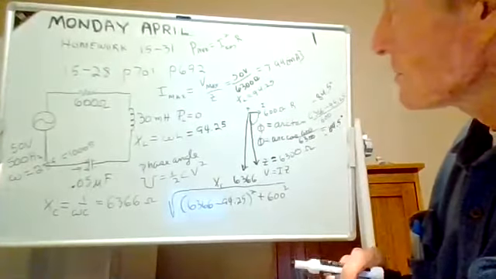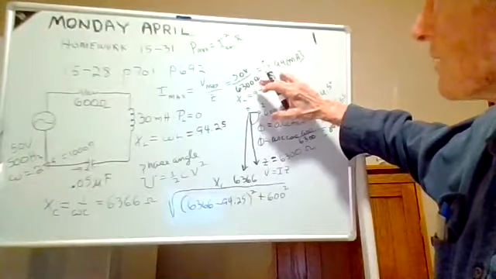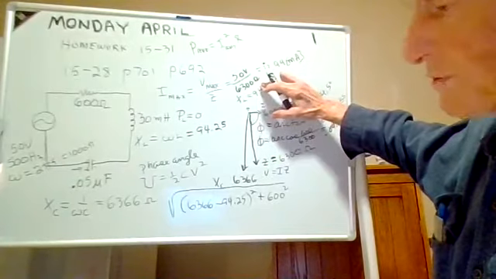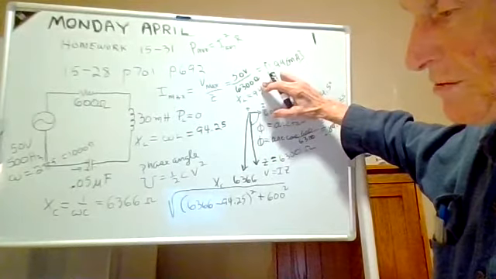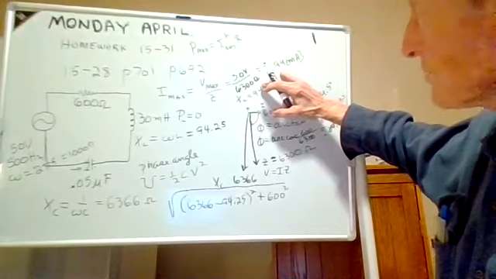To get the RMS current, here's the maximum current. You have to multiply that by 0.7071. What it is, is 2 over the square root of 2, is what it amounts to.